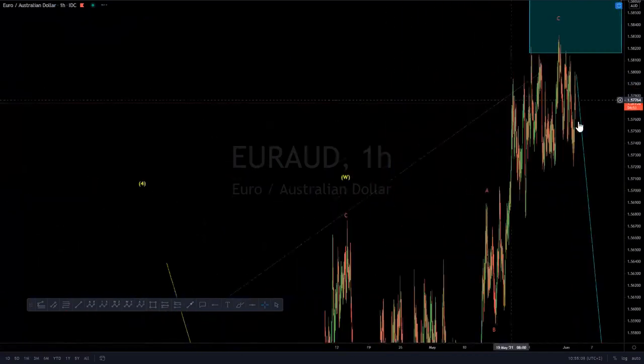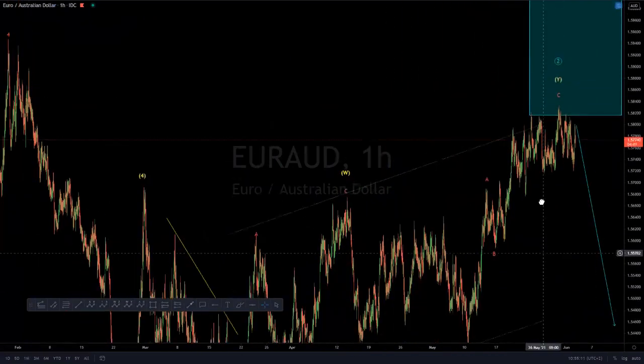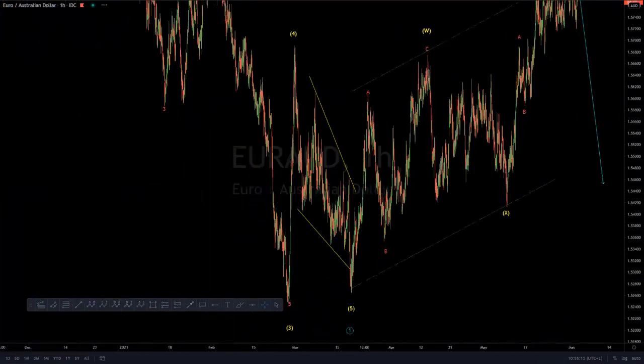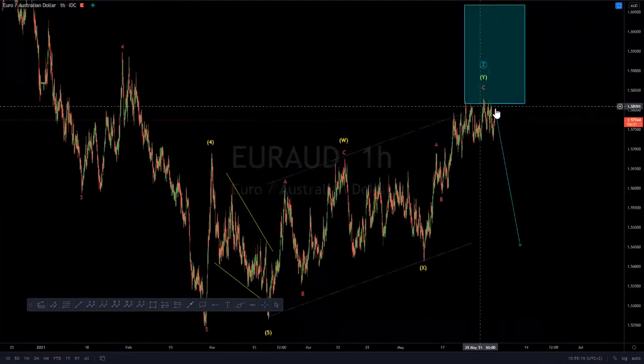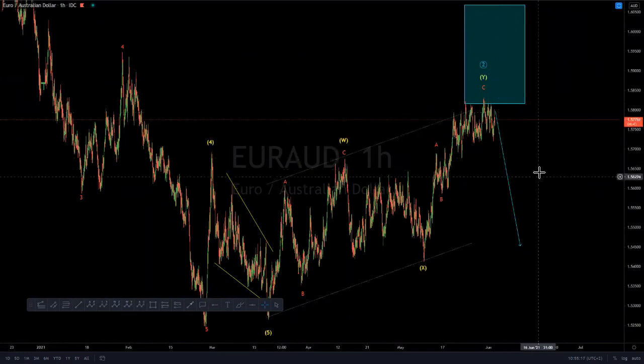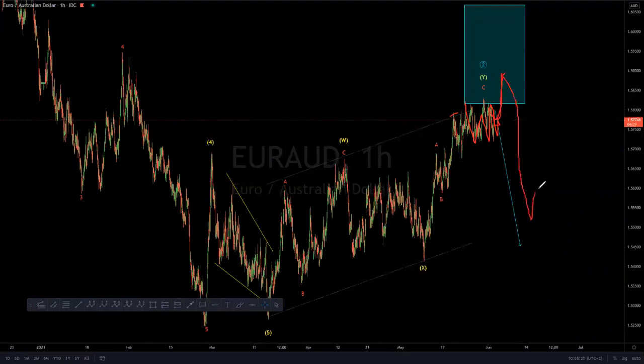EUR/AUD, I've been expecting this one to start to trade lower from this blue box for quite some time. But if you look at it here, it's doing some correction, more of a sideways move. So we might get one more up here. I want you to be cautious of this: you might get one more up, maybe inside the blue box, and after that we start to get this move to the downside.